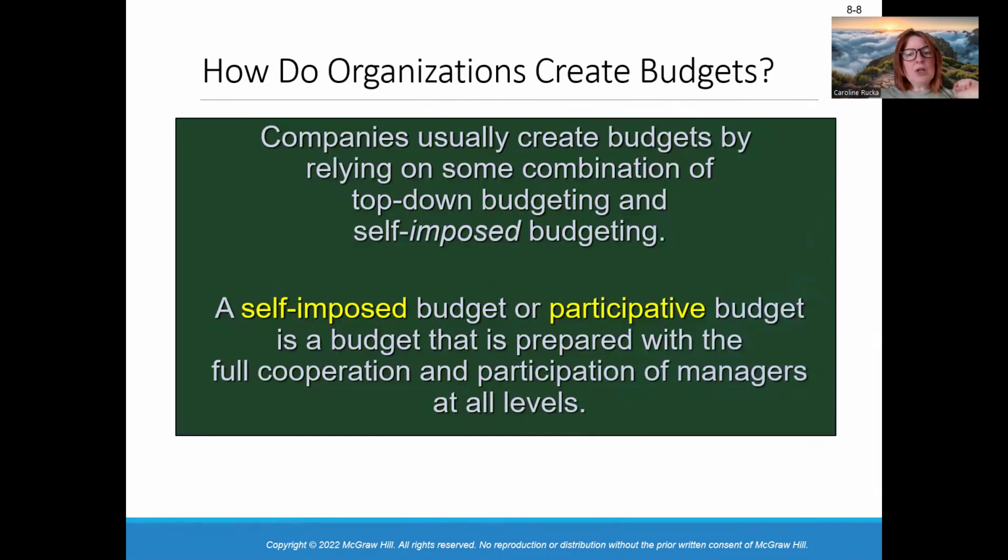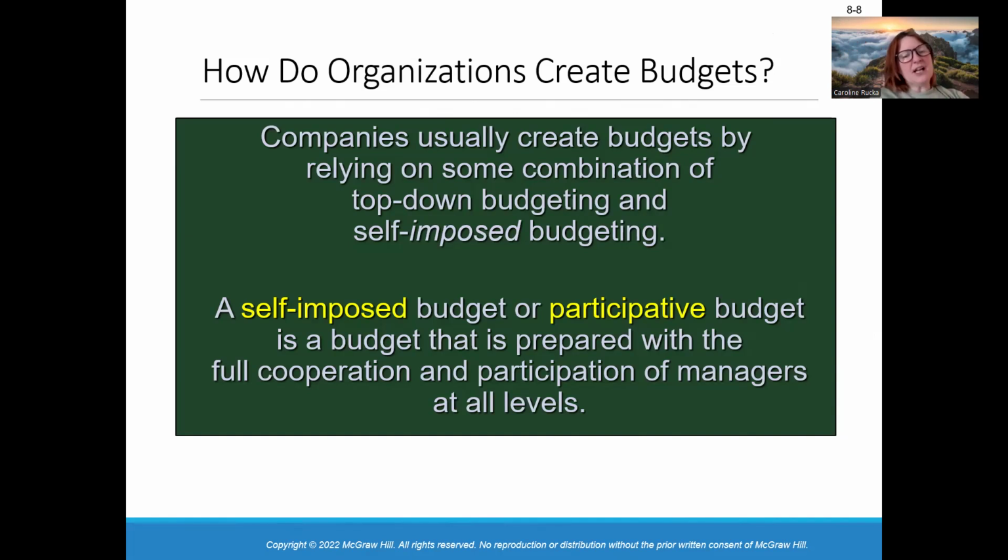All right, so before we get into the actual nuts and bolts of this budget, there are kind of two ways that we can work on developing it. We can either do a top-down budget or a self-imposed budget. And to be entirely honest, this is a spectrum, and most companies fall somewhere in the middle, all right?